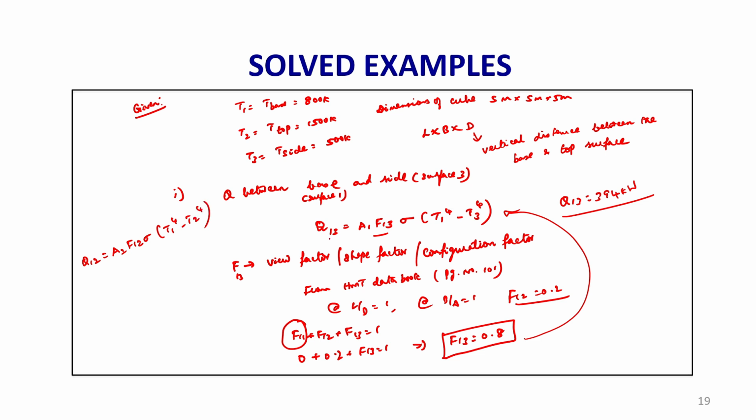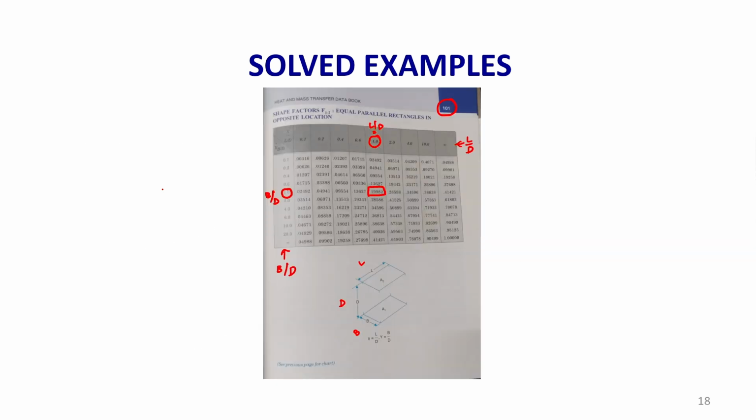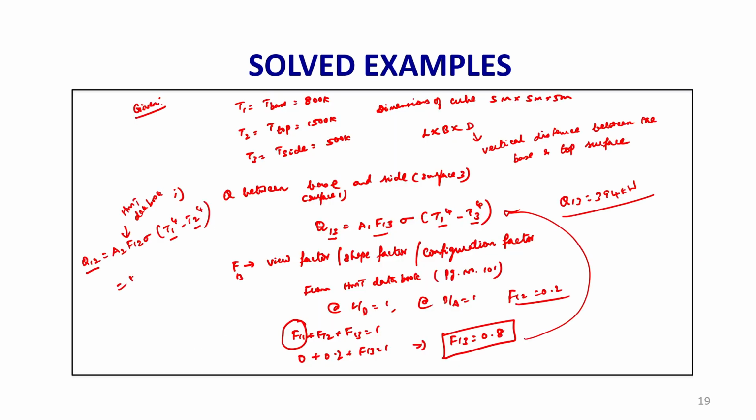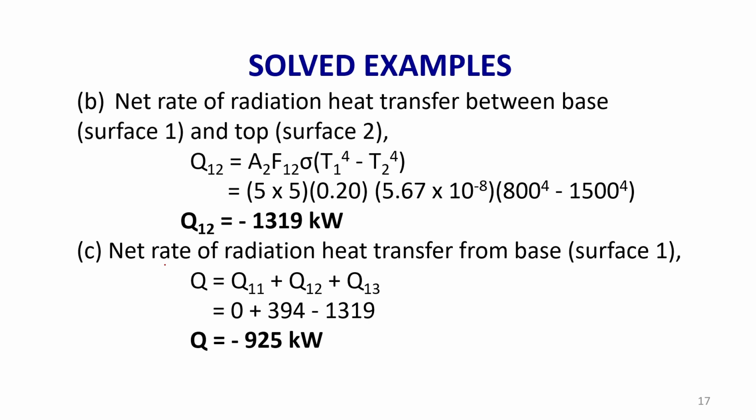Here Q1 to 3 means temperature T1 and T3, and Q1 to 2 means T1 and T2. This value we have taken from the HMT data book. So, it is 1319 kilowatts. Similarly, you can find Q1 to 3.